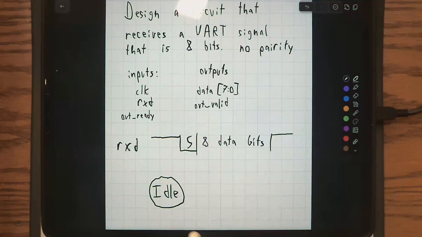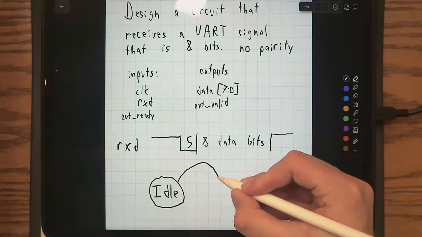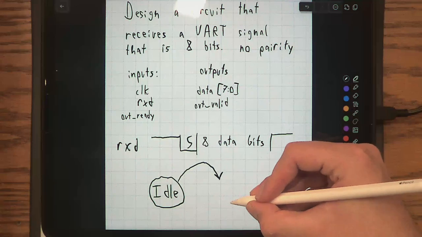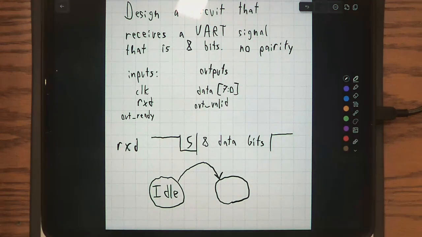Okay, great. So now we have this. Now the question is, how do we get out of idle? Yeah, we receive a 0 on the RxD. If we receive a 0, that means we've received the start bit. And then maybe after this, we go to another state. And what probably would our next state be after we've received start?